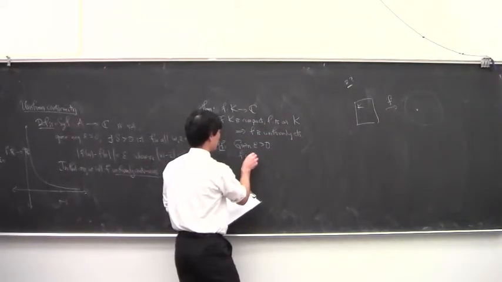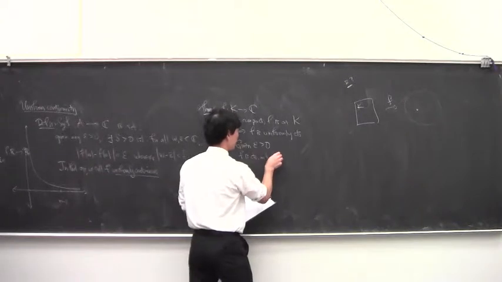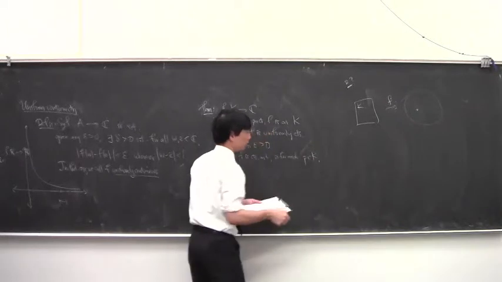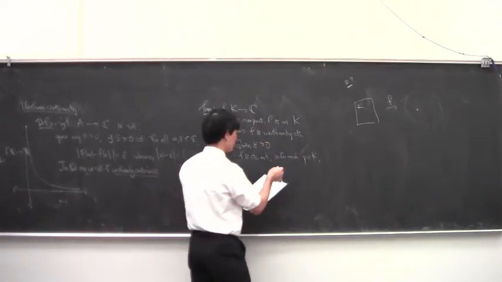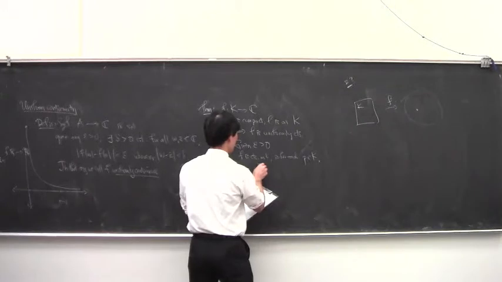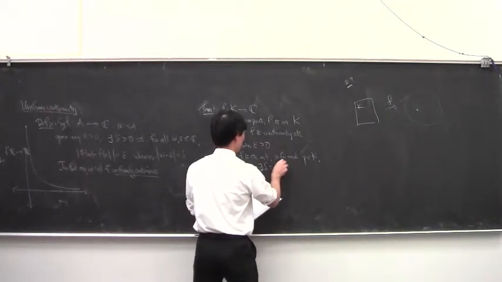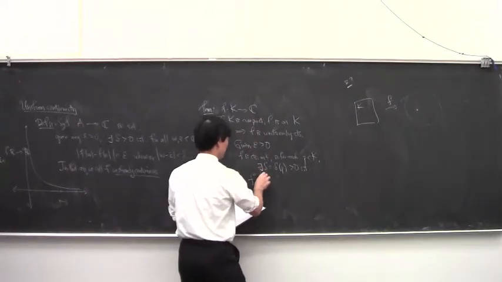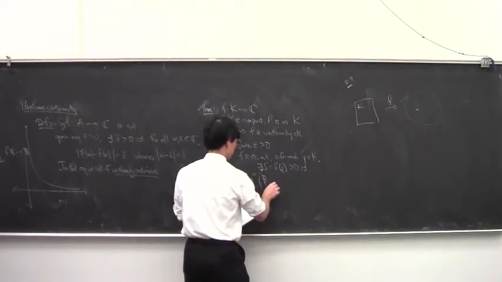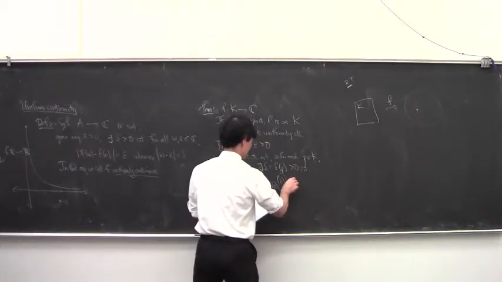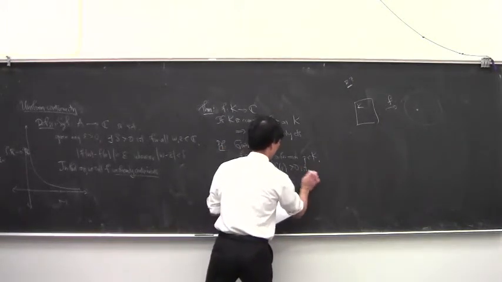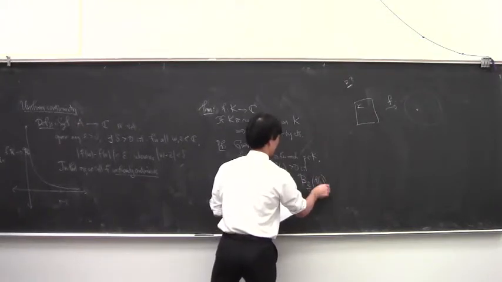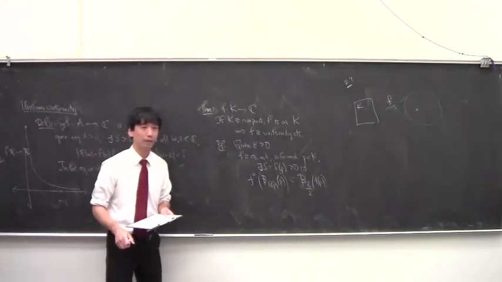F is continuous. So for each point P in K, we know that we have continuity. For each point there exists a delta dependent on P such that f of the ball of radius delta is contained in, say, the half epsilon ball around f of P. And you'll see why we need the half epsilon in a second.